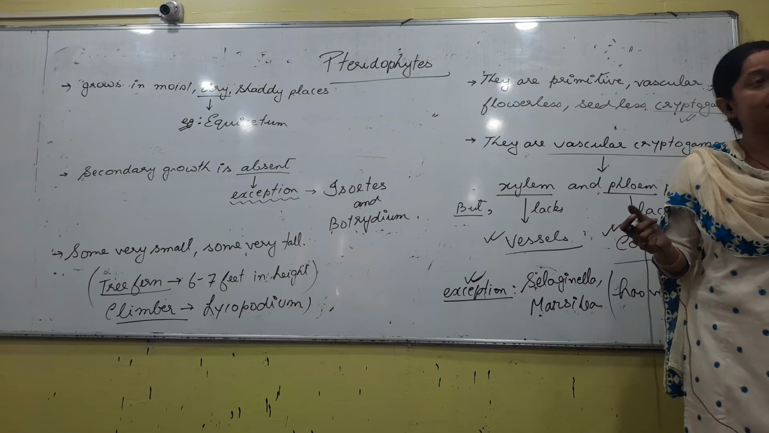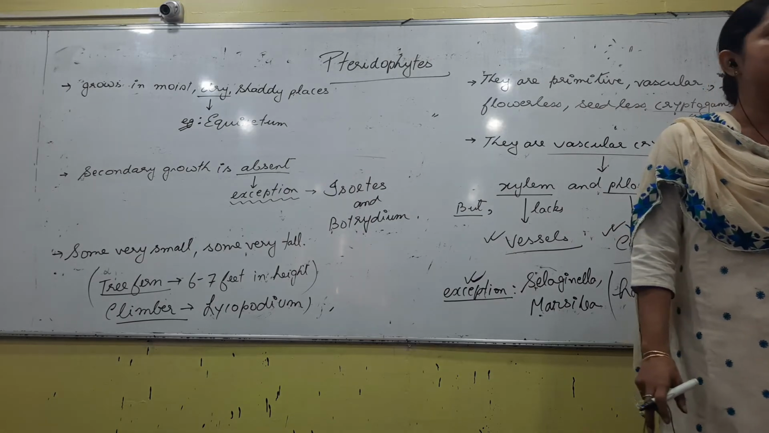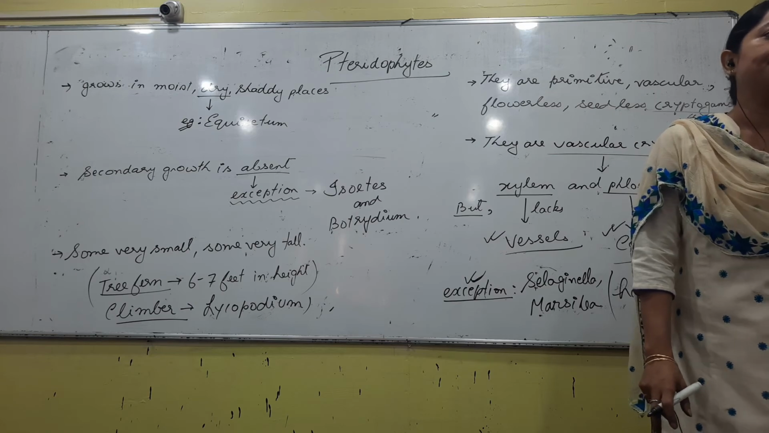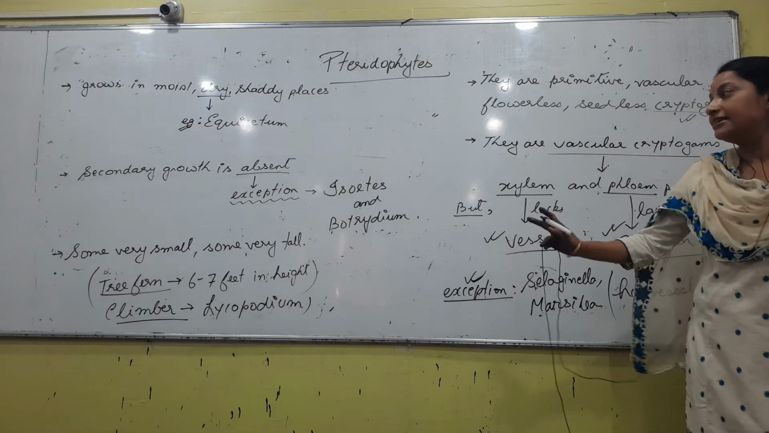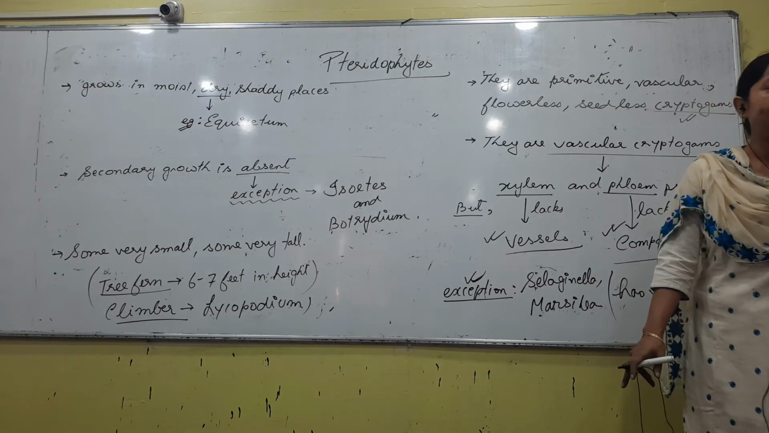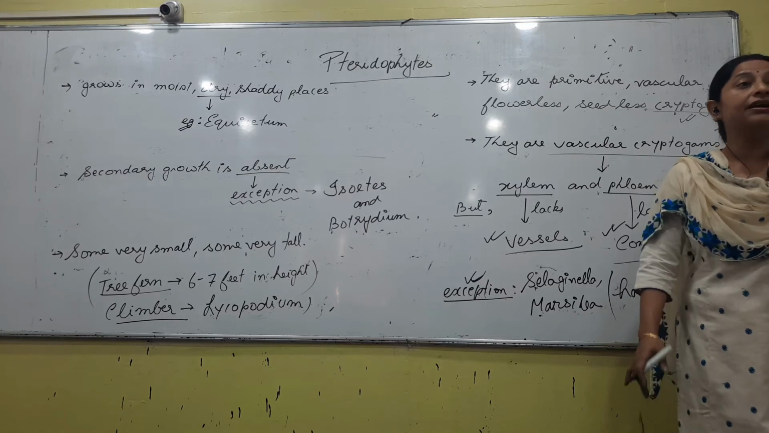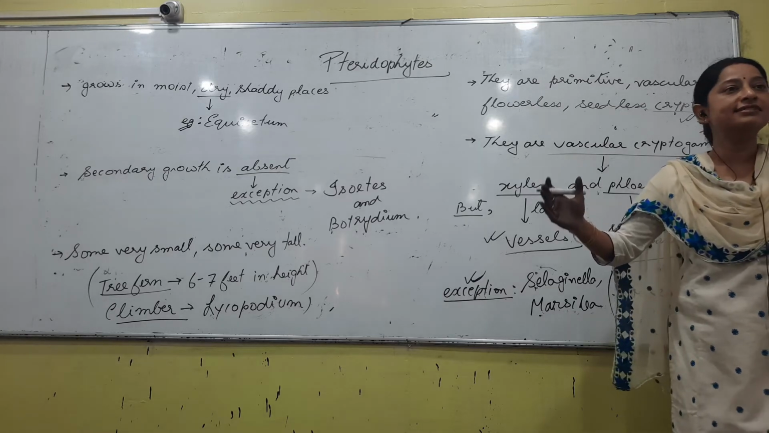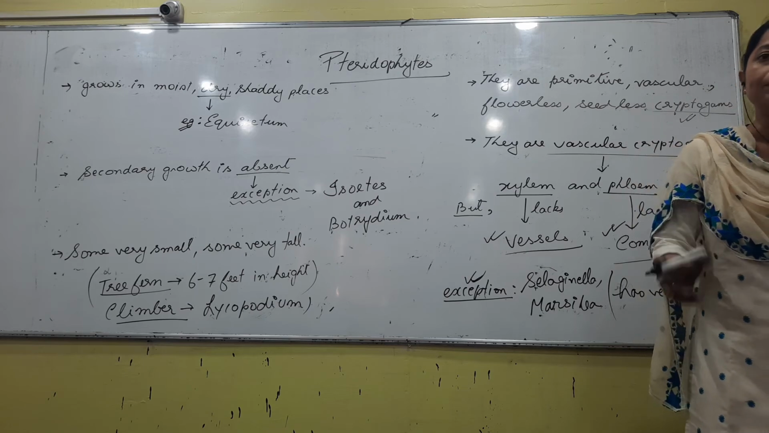Similarly, in case of pteridophytes also, we see that secondary growth is absent, but in spite of that we have an exception. A type of pteridophyte where secondary growth is present is Isoetes and Botrychium. No doubt they are pteridophytes, no doubt they are fern-like in nature, but they are huge. Their girth is thick, and if they have to be huge, secondary growth has to be present.